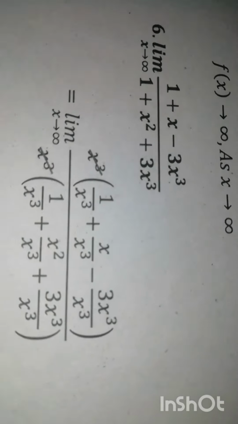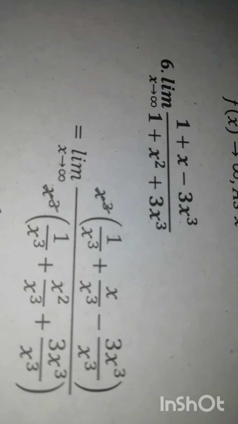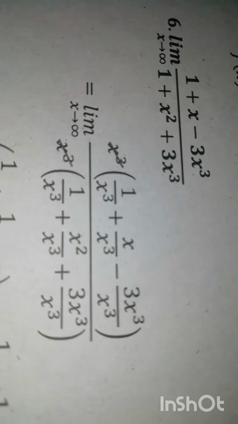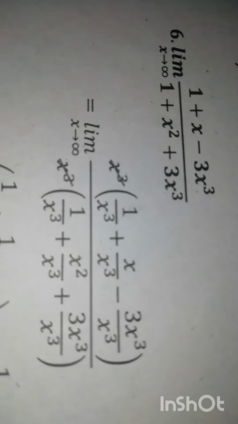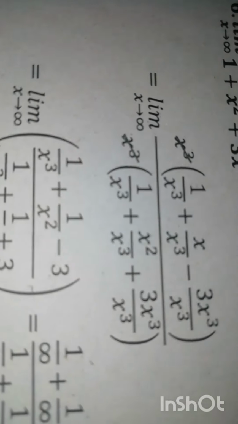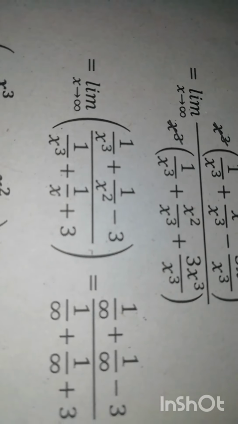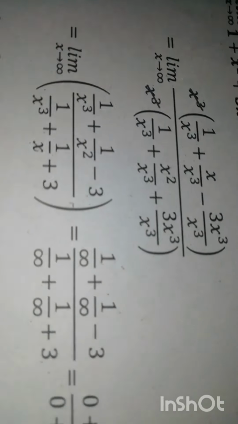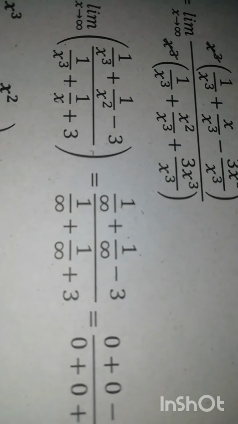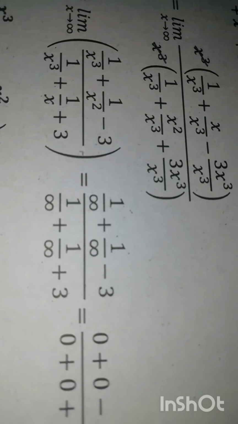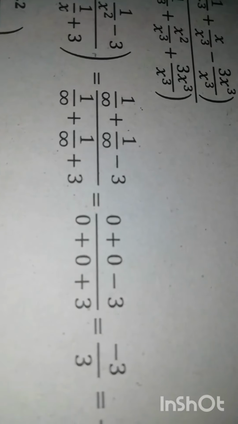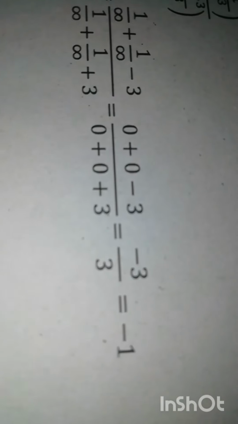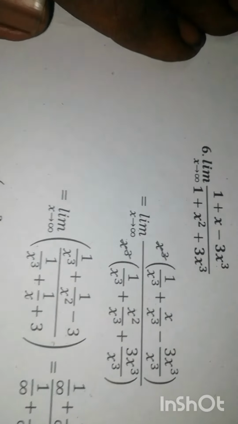See the next problem. What is the highest power? Okay, x cube. We can take out the x cube. If you take out the x cube, we get this. So limit x tends to infinity, right side limit. 1 by x tends to infinity, so 0 plus 0. 1 by infinity means 0. So minus 3 by 3, minus 1. See step by step.